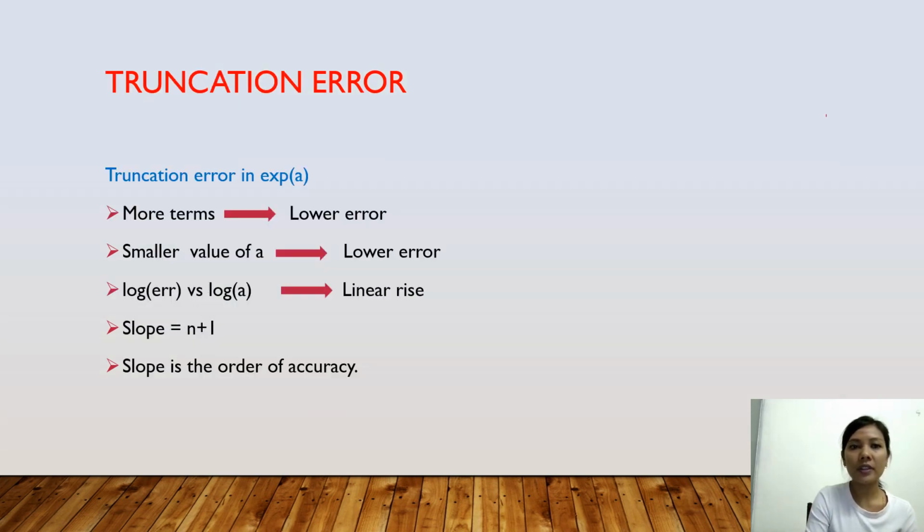So to summarize, what we see in truncation error is that if we increase the number of terms, that is n increases, the error is lower. The second point is that if we take smaller values of a, that means if we decrease the step sizes, we also get lower error. And when we plot the graph between log of error versus log of step sizes, the graph increases linearly, and the slope is n plus 1, which is the order of accuracy.